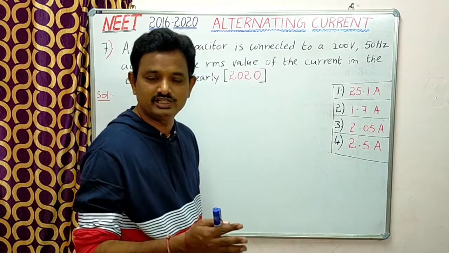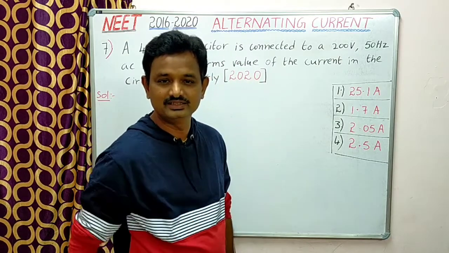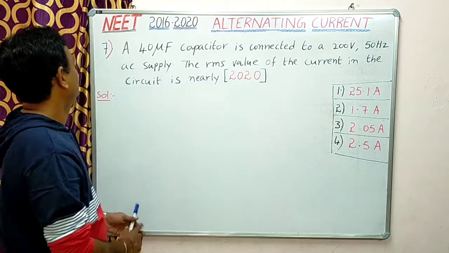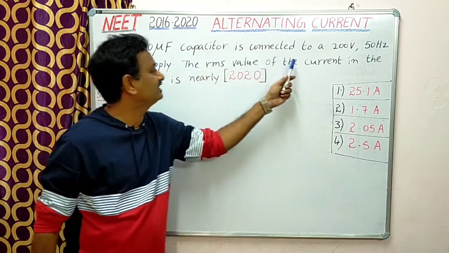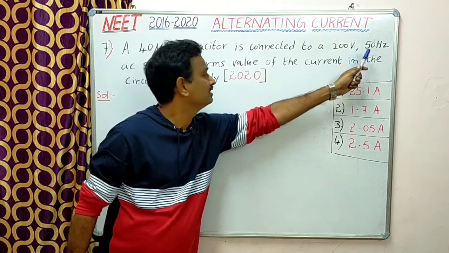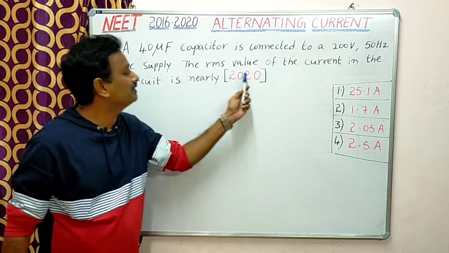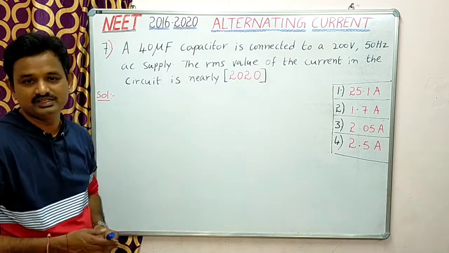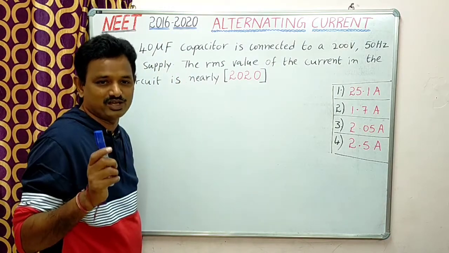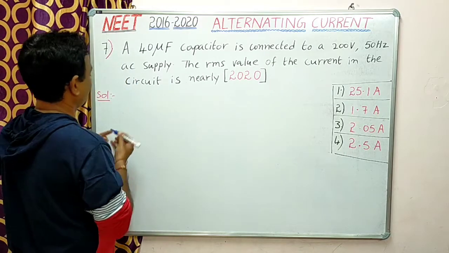In 2020, we got 2 MCQs in alternating current. Look here. A 40 microfarad capacitor is connected to a 200 volt, 50 hertz AC supply. The RMS value of the current in the circuit is nearly. So we have to calculate the RMS value of the current. First I will write the given data.